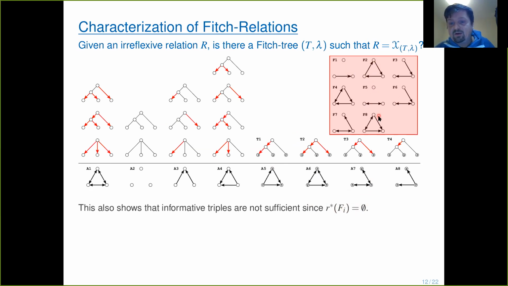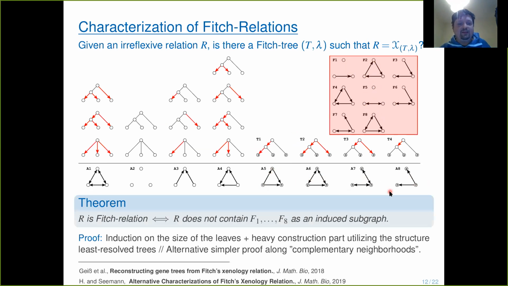If I look at this guy here, I do not obtain a triple set because the only informative triples that I derive are from these 3 vertex subgraphs here. So we need some more information, and this is the second theorem: a relation is a Fitch relation if and only if it does not contain one of these forbidden induced subgraphs F1 to F8.